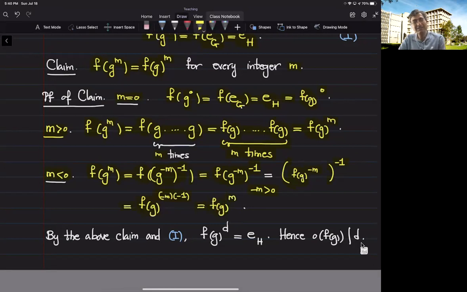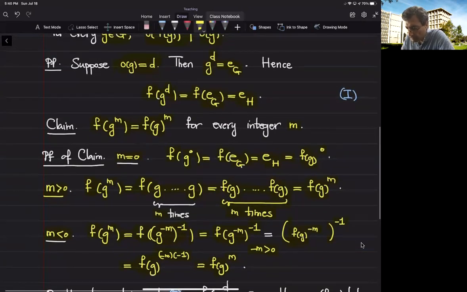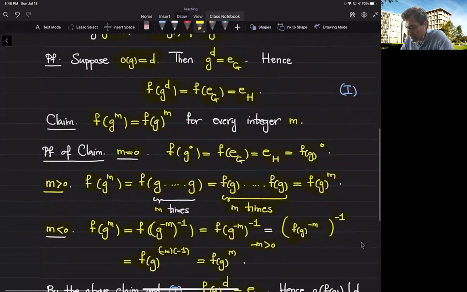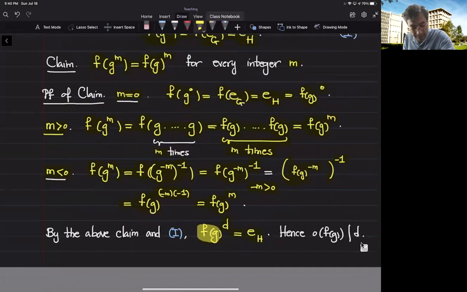So in any case, for m zero or positive or negative, we showed that f of g to power m is f of g raised to power m. Altogether, we got the claim. Now I'm going to apply it in this case. I have that f of g raised to power d is f of g raised to power d. And that is supposed to be the neutral element of the codomain. f of g is an element inside the codomain, and raised to power d is the neutral element.